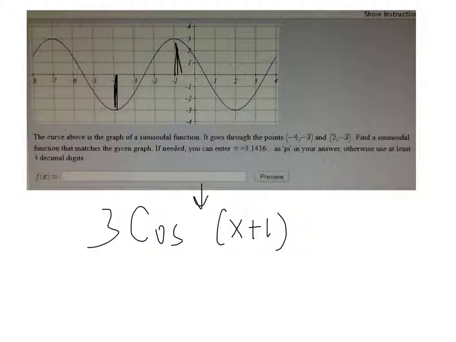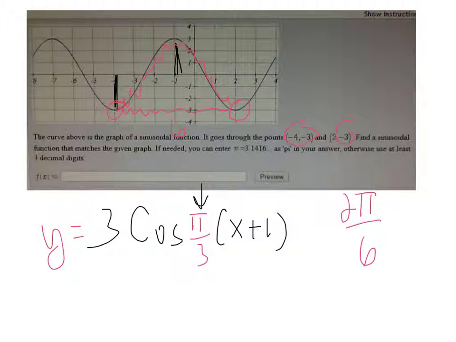So they're telling us that this graph hits negative 4, negative 3, and 2, negative 3, which if I look at that distance, now because that's the repeat, right? That's the period. That's how long it takes to repeat. So that's a distance of 6. So 2 pi divided by 6 is pi over 3. So that should be the b number. That should be the equation for this graph.